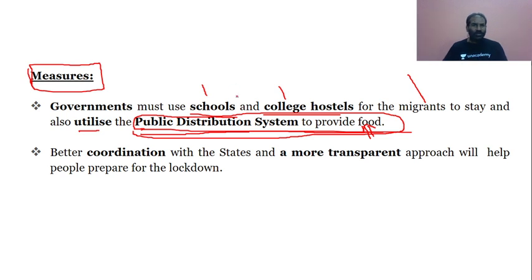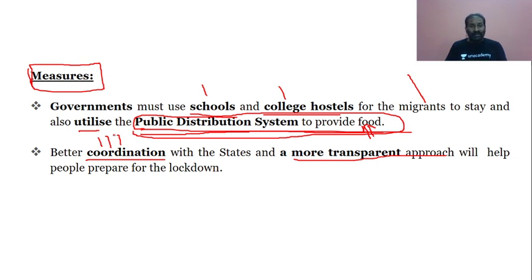This could offer more safety in regards to health, making sure they are all safe rather than going against social distancing. And better coordination with the states and a more transparent approach will help people prepare for the lockdown. This is very important, because the migrants move from one state to another, so there has to be coordination between two or three or more states, and the respective states should coordinate with the other state and make sure the migrant workers are protected and given proper shelter. There has to be a more transparent approach so that the migrant workers will not feel desolate or isolated in another state, away from their hometowns or home villages.